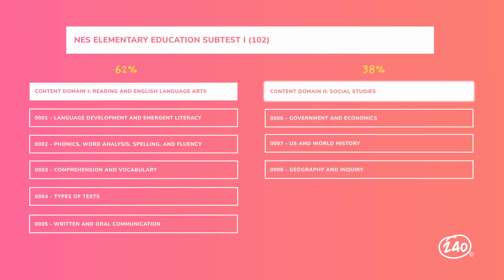But right now, let's dive into our last competency. Competency 8 is all about geography and inquiry. This covers human and physical geography as well as working with visual tools such as charts and maps. So let's talk about maps right now.